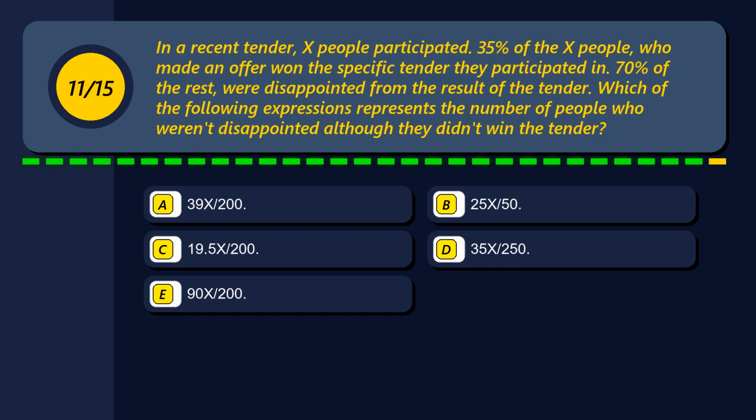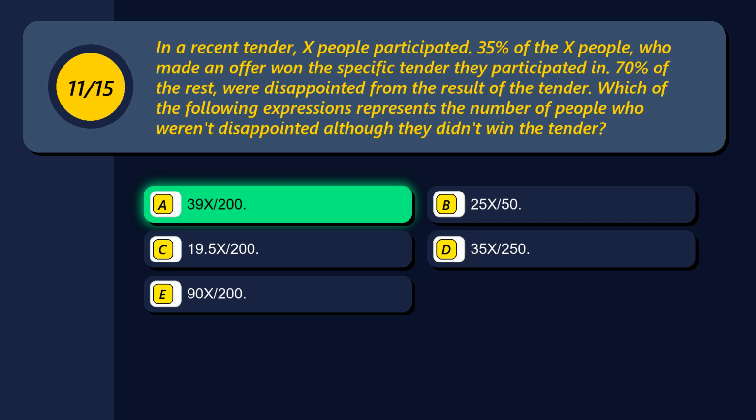Question 11. In a recent tender, X people participated. 35% of the X people who made an offer won the specific tender they participated in. 70% of the rest were disappointed with the result of the tender. Which of the following expressions represents the number of people who weren't disappointed although they didn't win the tender? Option A, 39x/200. Option B, 25x/50. Option C, 19.5x/200. Option D, 35x/250. Option E, 90x/200.